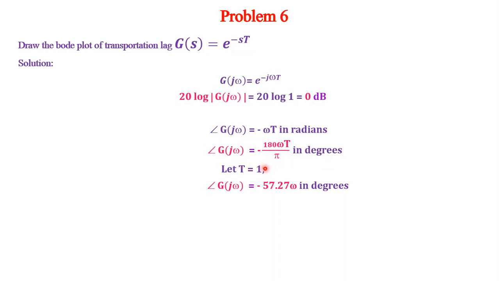To analyze this, I have put T equal to 1. So minus 180 by pi, pi is 22 by 7. If we calculate this, it will be minus 57.27. It is an irrational number, so I have rounded it to minus 57.27 for the purpose of computation. So minus 57.27 into omega. Let us see the Bode plot.